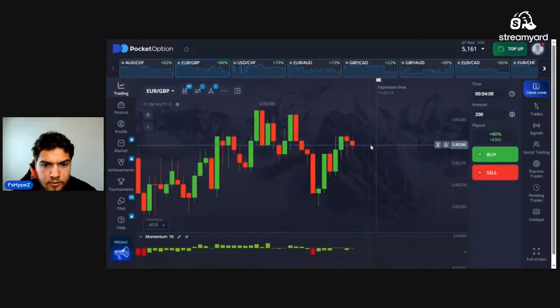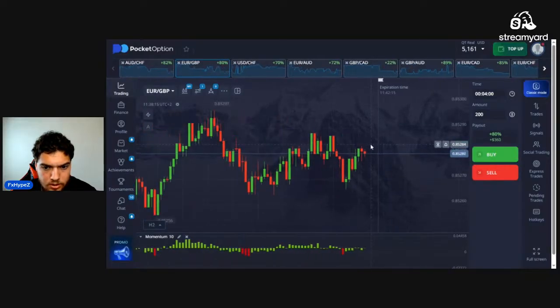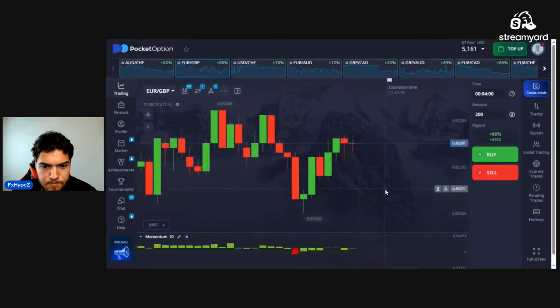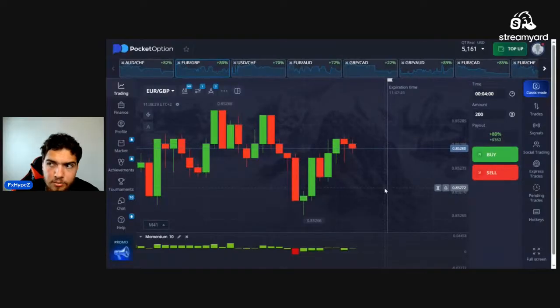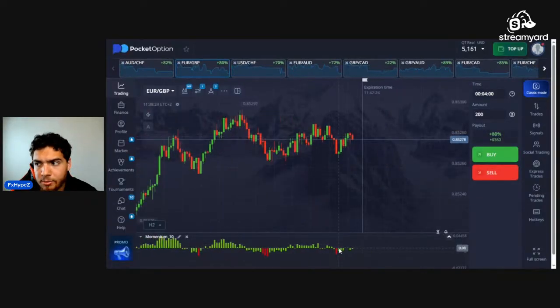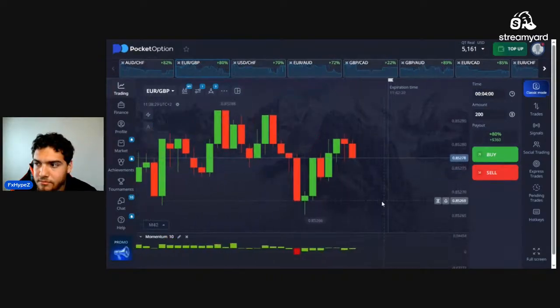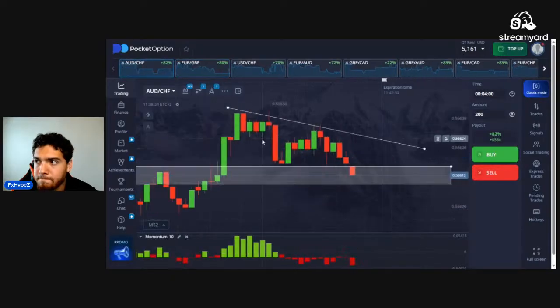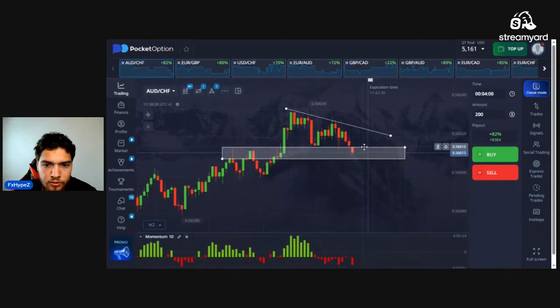But I tell you what, Euro GBP is a bit of a funny one, just like Euro CAD is a funny one. Momentum, yes, it is below the zero line, but it's not exactly red, you know. Okay, so CHF is dropping deeper into support. That is something to take note of.